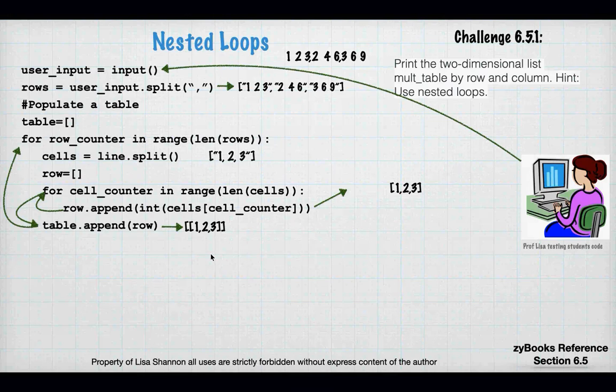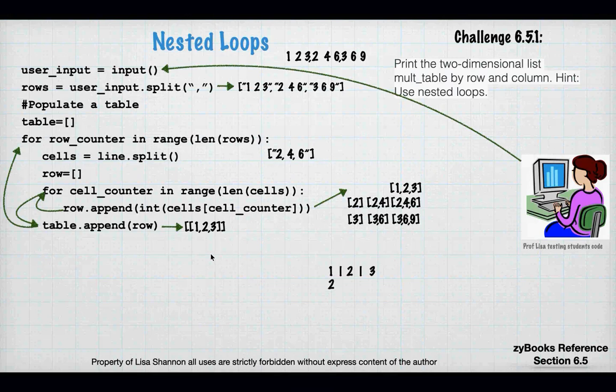And then we're going to go back up to the outer loop. And with the outer loop, we're now going to have 2, 4, and 6. Oops, sorry. The graphics aren't quite right on this. I'm just going to do this fast, and then we'll talk about it. Sorry about that.